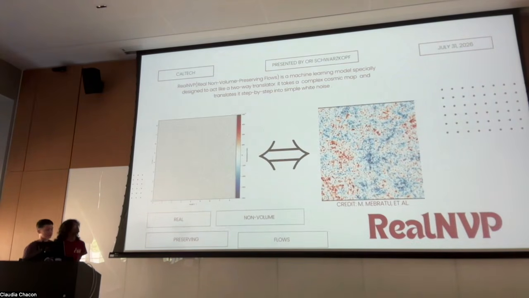This is the Real NVP, which stands for real non-volume preserving flows. It's a machine learning model specially designed to act like a complex cosmic map and translate step by step. It takes white noise and takes it to cosmic maps, and it learns to do the reverse while it studies. We use white noise because it's really easy to write down an equation for and use in problems, and then it takes it to much more complex maps like the cosmic map, and can use this to interpret things like the mass of the neutrino and how the universe was.